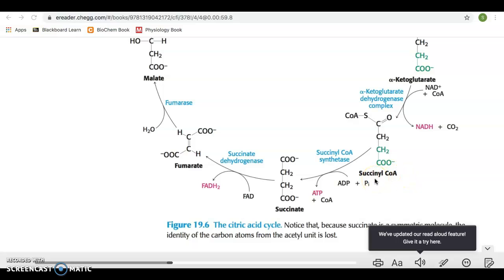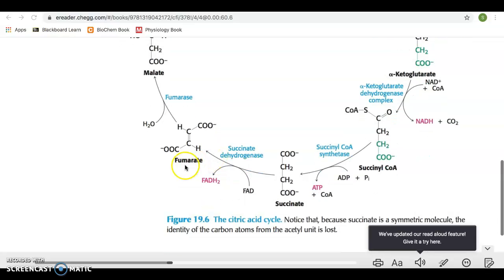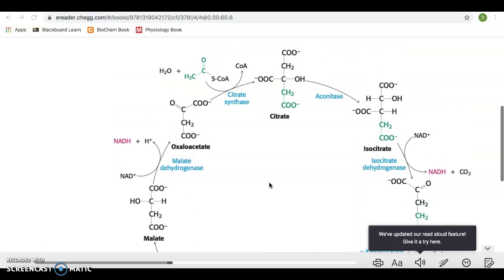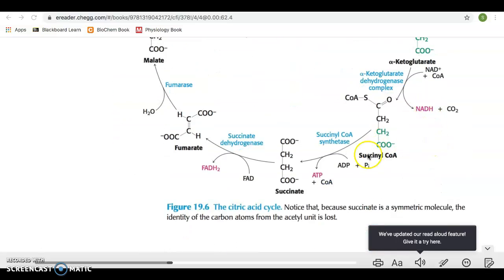Now our succinyl coenzyme A reacts to form succinate with succinyl coenzyme A synthetase, and that phosphorylates our ADP into ATP. So we're gaining an ATP here, and our succinate is oxidized into fumarate and also makes an FADH2, and that's using succinate dehydrogenase. And so now we're up in FADH2. Now we're up in NADH, up in NADH, up in ATP, and up in FADH2.